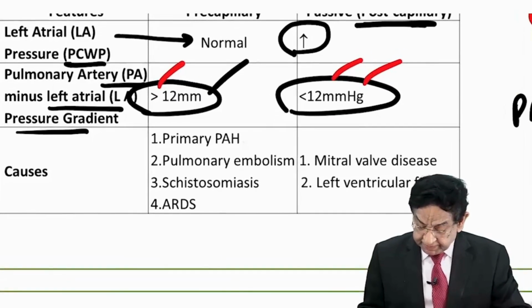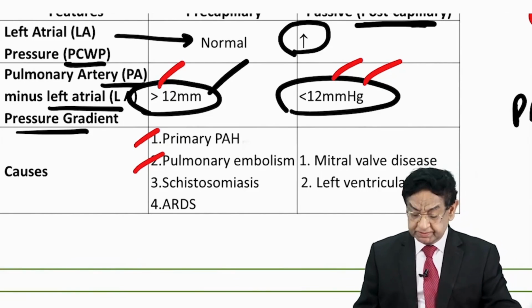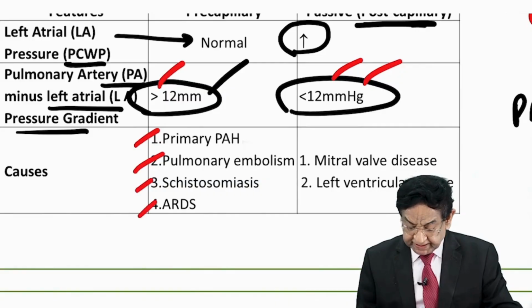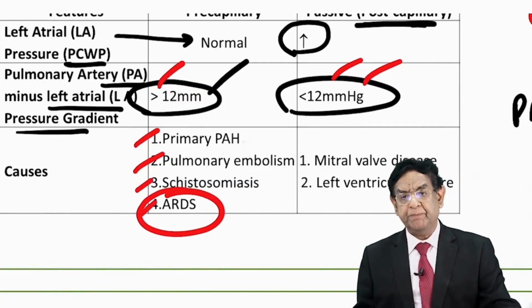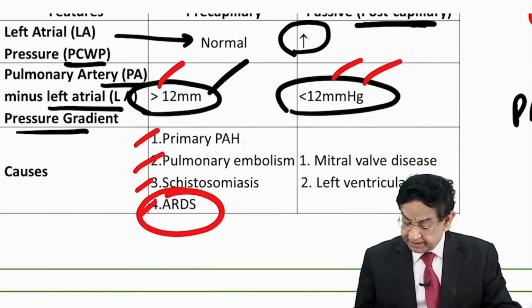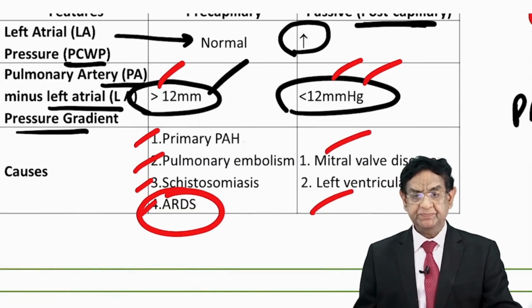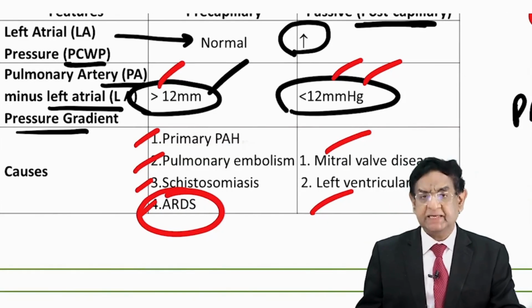Causes: primary, pulmonary embolism, schistosomiasis and ARDS. This is the single most important so-called non-cardiogenic pulmonary edema. Here we have mitral valve disease and left ventricular failure. This is the difference between pre and post capillary, with the basic concept which I hope you understood nicely.